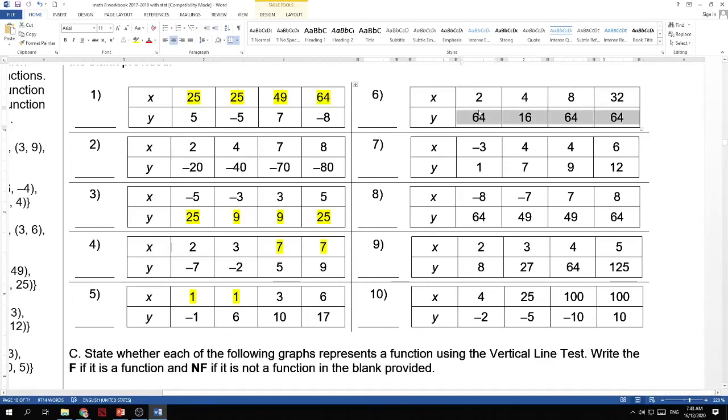Yes, 64. 64 is repeating, and it's the X. So this is many to 1. Okay? What about number 7? One to many. Correct. What about number 8? Many to 1. 49 and 64 are also repeating. Okay? What about number 9? 1 to 1. Number 10.